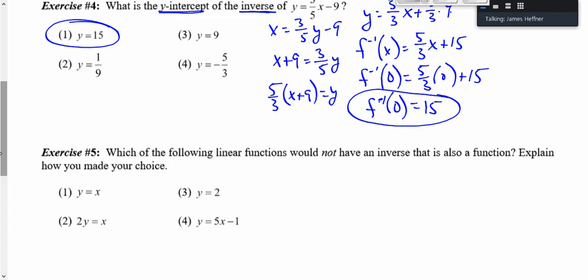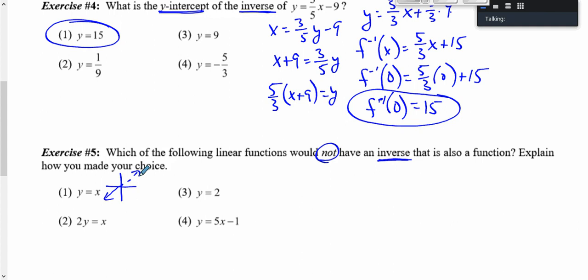Which linear function would not have an inverse that's also a function? Okay. Well, we have to take a look at each of these, right? Let's just make a quick graph of each of these, right? Because to find out if the inverse is a function, we need to take the graph of each and apply the horizontal line test, right? So what would the graph of y equals x look like? It's that, isn't it?